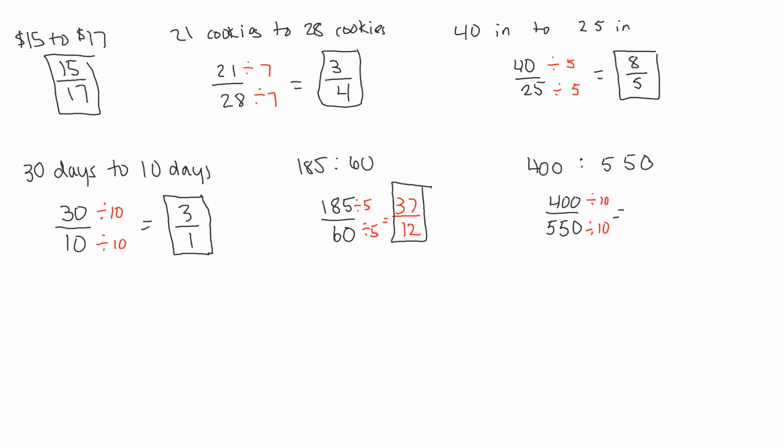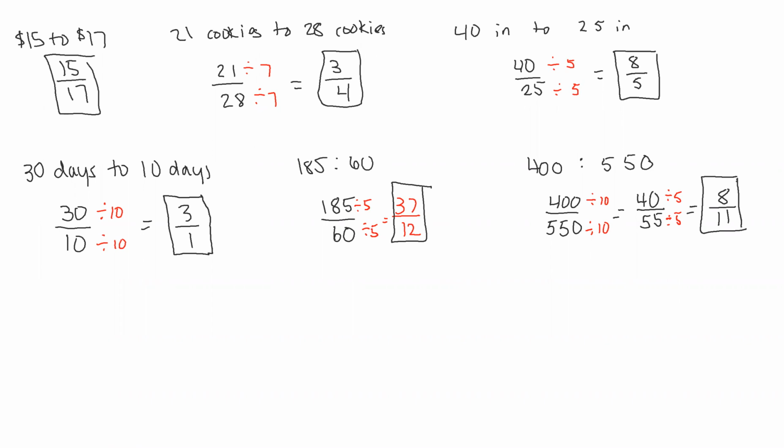Well, 400 divided by 10 is 40. 550 divided by 10 is 55. Still not fully simplified. Both numbers end in 0 and 5, so we know they're at least divisible by 5. So 40 divided by 5 is 8. 55 divided by 5 is 11. And now you have something that's fully simplified, 8 to 11.